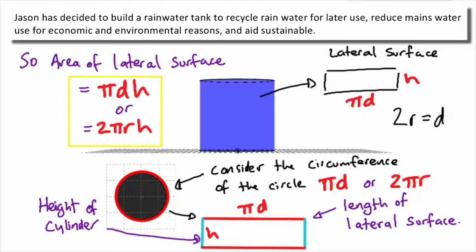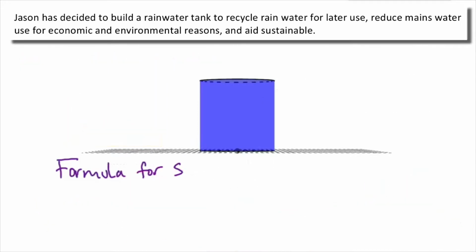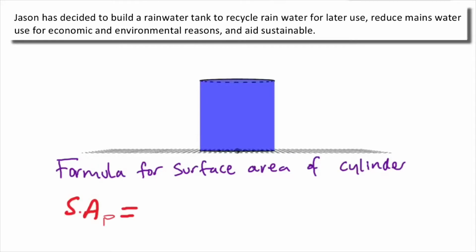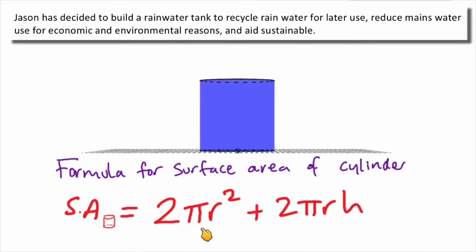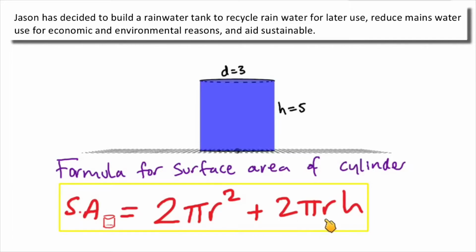So just to recap, the circumference stretched out gives us the length of the lateral surface of a cylinder, which is pi d, or 2 pi r. And the height of the cylinder gives us the height of the lateral surface. So we have a formula, pi times the diameter times the height, or 2 times pi times radius times the height. So the formula for the surface area of a cylinder is given by 2 times pi times radius squared plus 2 times pi times the radius times the height.